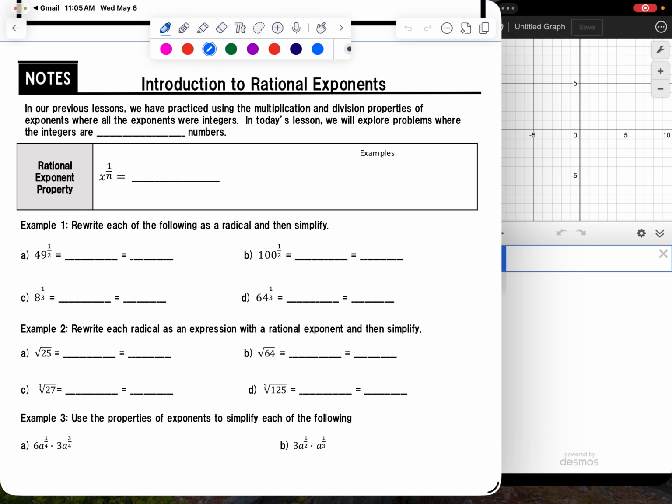In today's lesson, we will be exploring rational exponents. This lesson is meant to be an introductory lesson, and you will explore this topic more thoroughly in later courses.